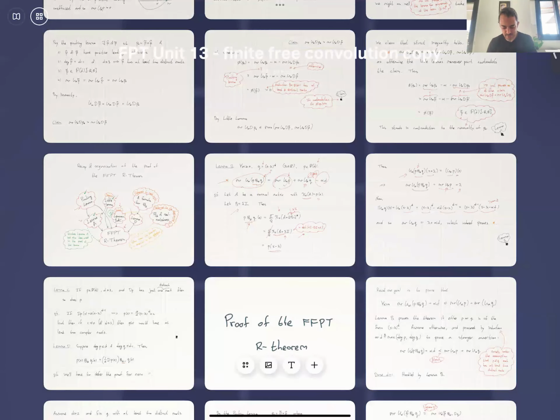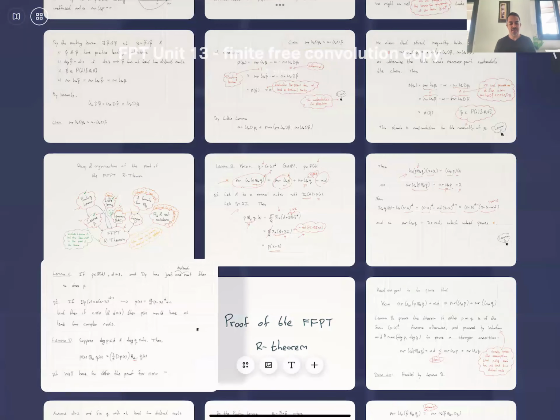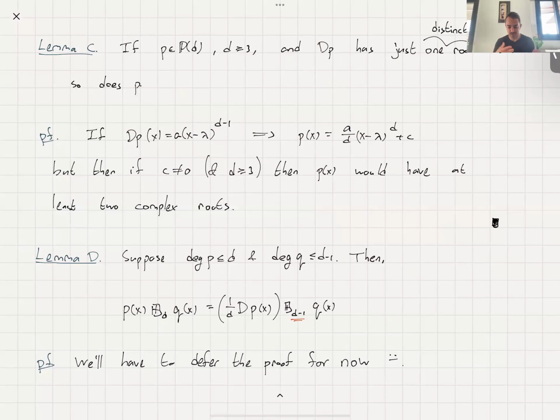So that's lemma B. It's a simple lemma. Lemma C is even simpler. It has nothing to do with additive convolution or anything. It just tells you that if you take a polynomial in PD and the degree is at least 3, that's important, and you happen to know that the derivative of P has just one distinct root, so it may have the same root repeated, but only one root, then so does P. So P also has to have one distinct root.